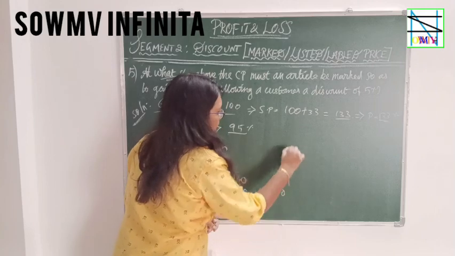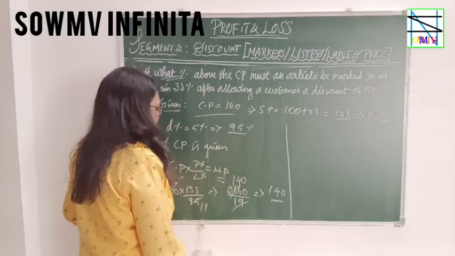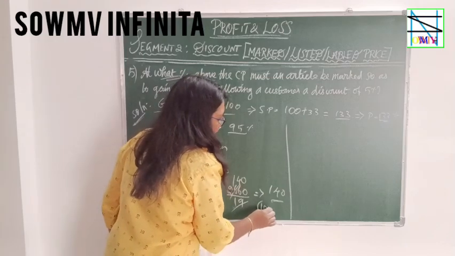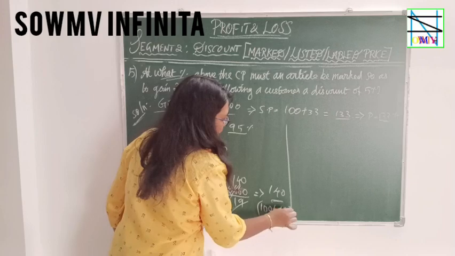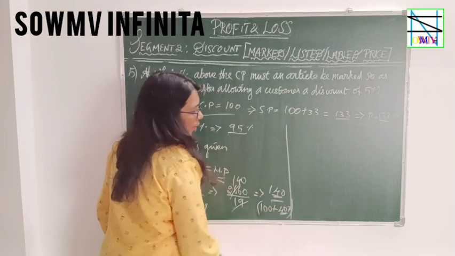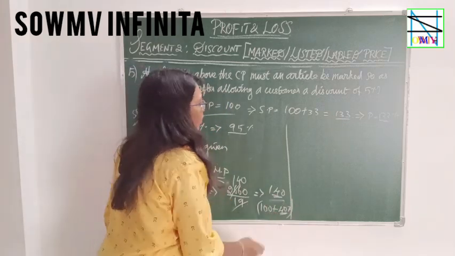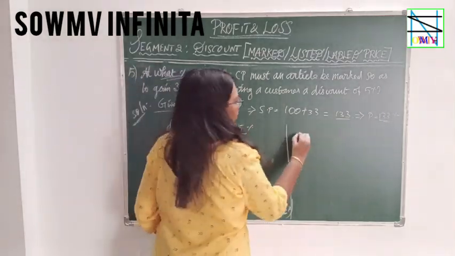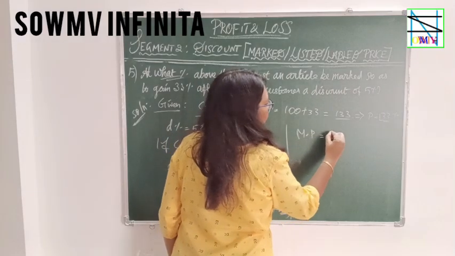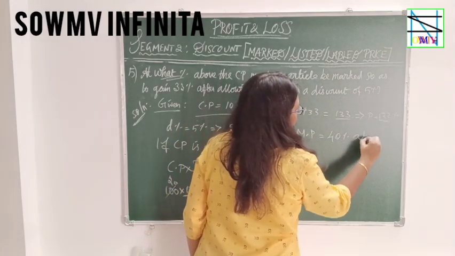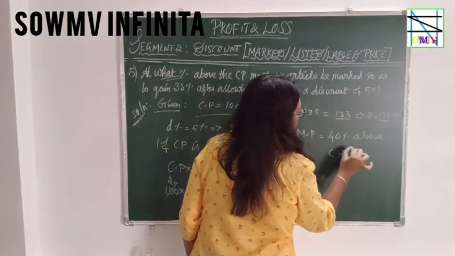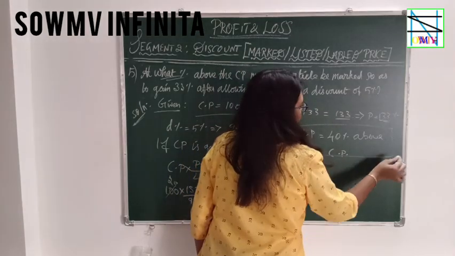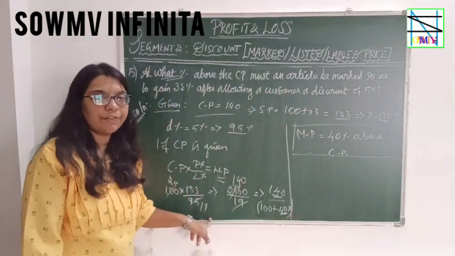Therefore 140. From 140, here the gain is 100 plus 40%. Therefore, here the marked price is 40% above the CP value. Okay, this is the answer for this fifth problem.